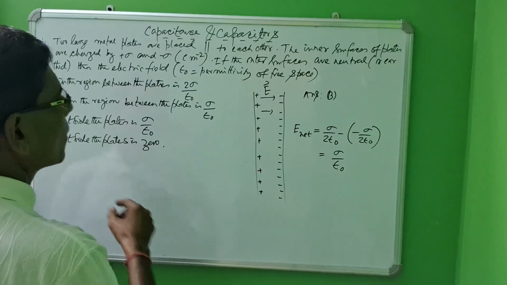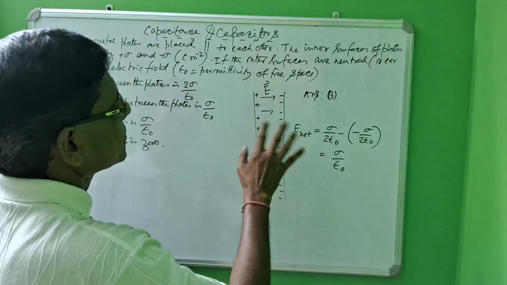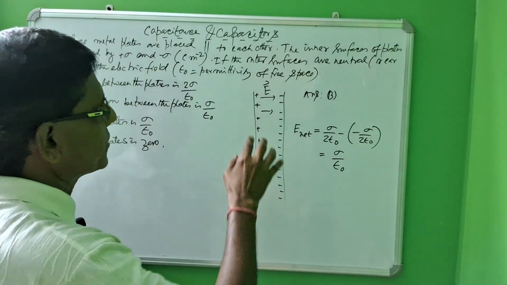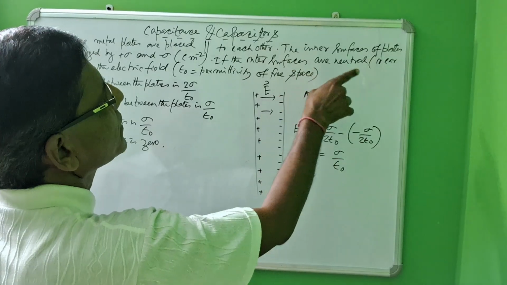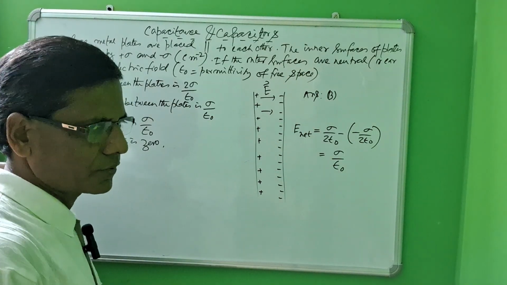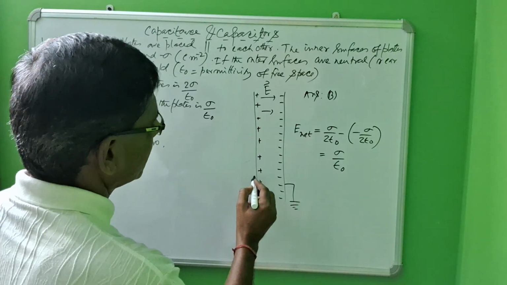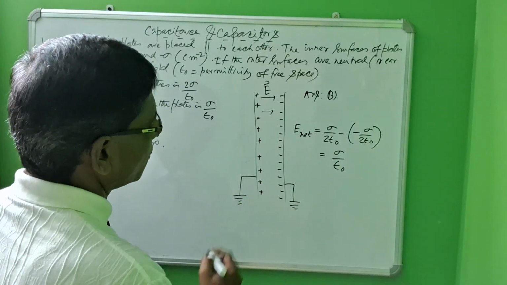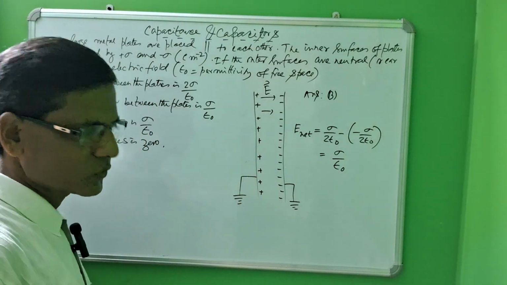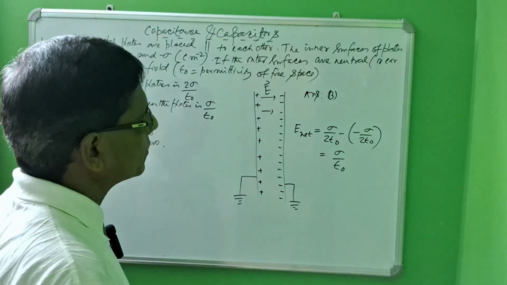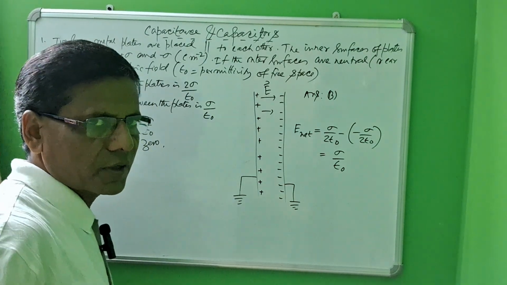Also, outside the plates, there is no charge, because the outer surfaces are neutral or earthed, so there is no charge at the outer surfaces.